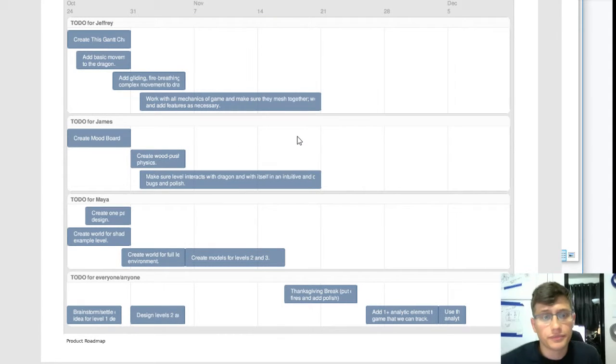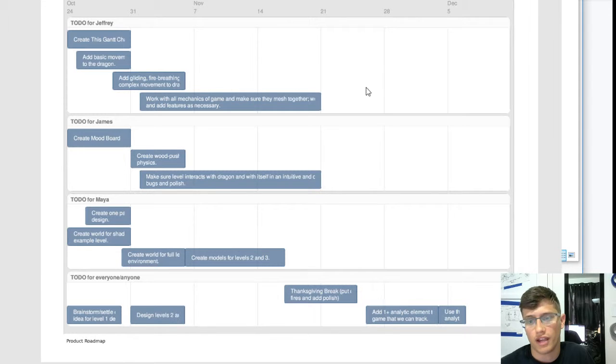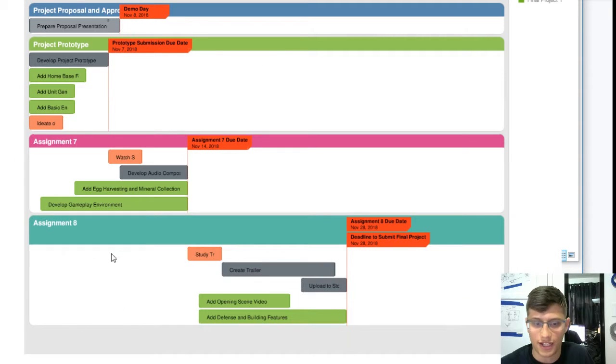Okay, let's check this one out. So what these guys did really well is they identified who is working on what. So I could see Maya is doing this stuff during this date, and Jeffrey is doing this stuff, right? So while Jeffrey is adding the gliding fire breathing, James is creating the wood push physics. So that reads really well, and I think it's an efficient use of space because even though we have like some blank area over here, it's using the overlap. Whereas this one, there's nothing happening down here where there's something happening up here.